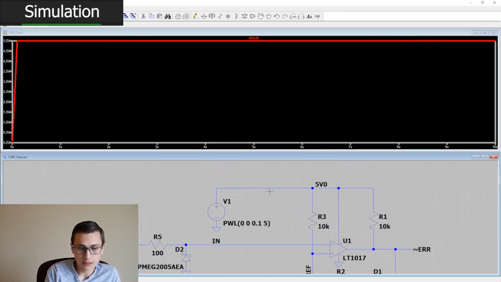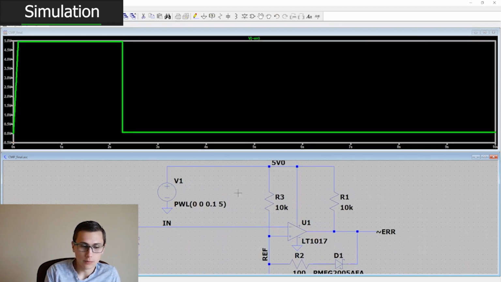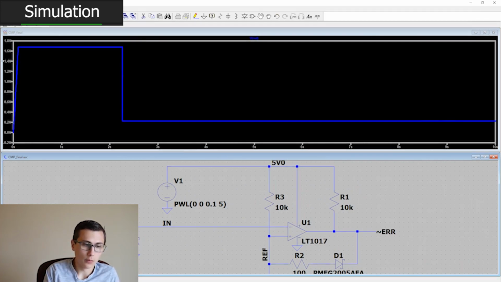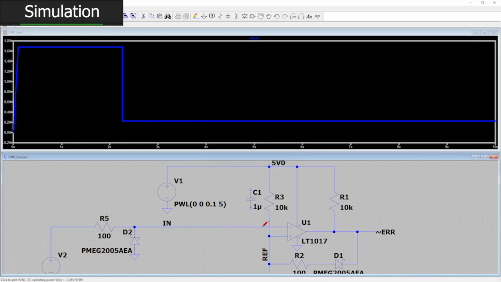So there's a couple elements from this circuit that are not being modeled. You might remember that 1 microfarad capacitor that we wanted to put across in parallel with that 10K resistor. I intentionally omitted that so that I could show you what that looks like in real time.